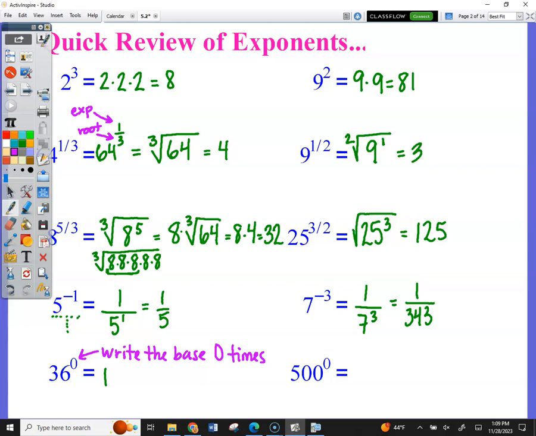Of course, you could type it in your calculator and you'll also see that it's 1. Doesn't matter how ugly it is. It is 1. Okay?